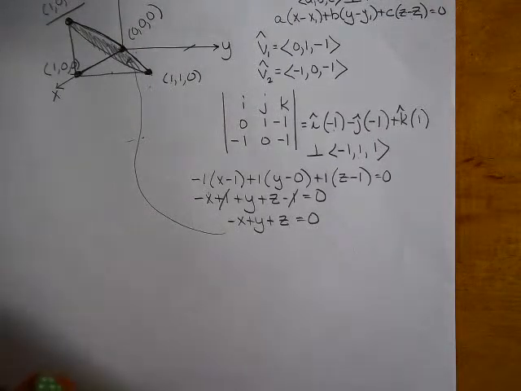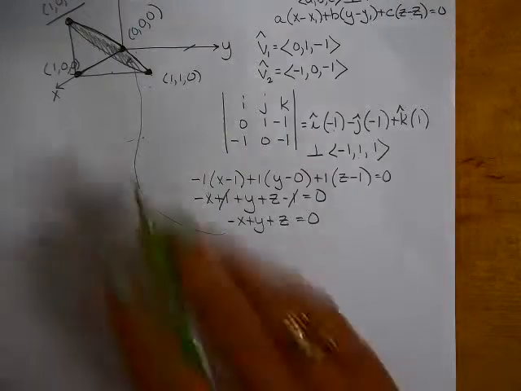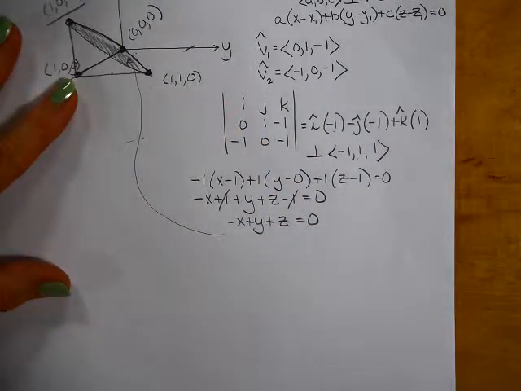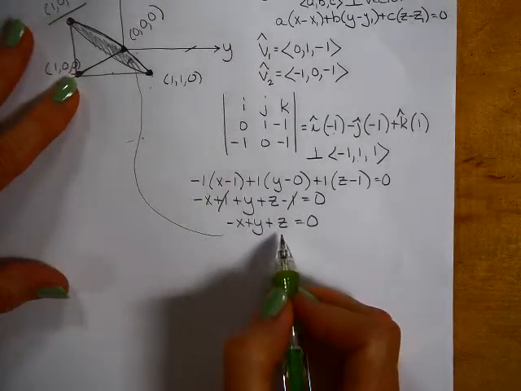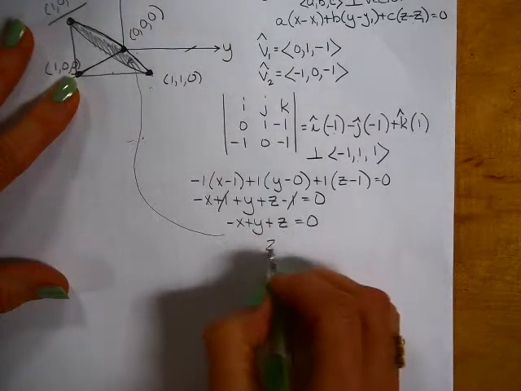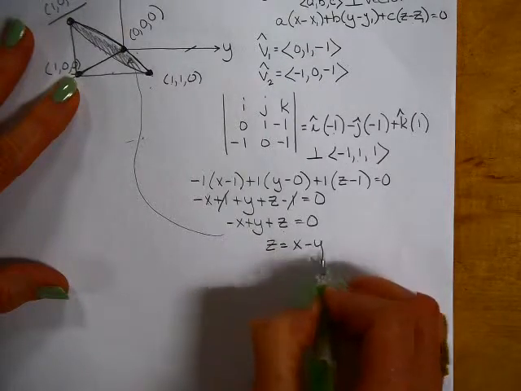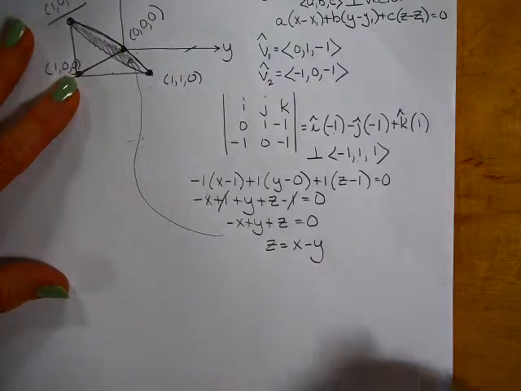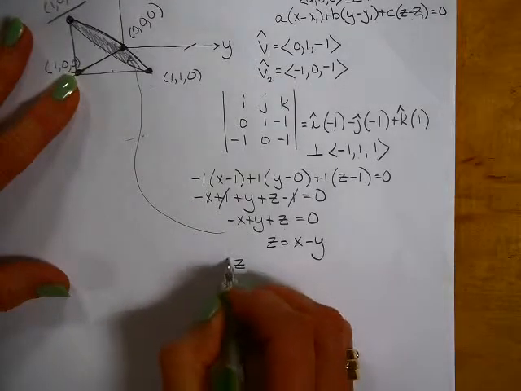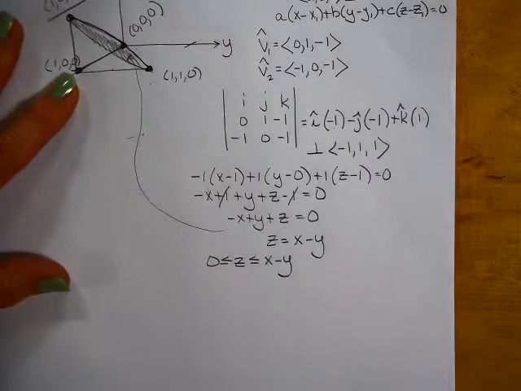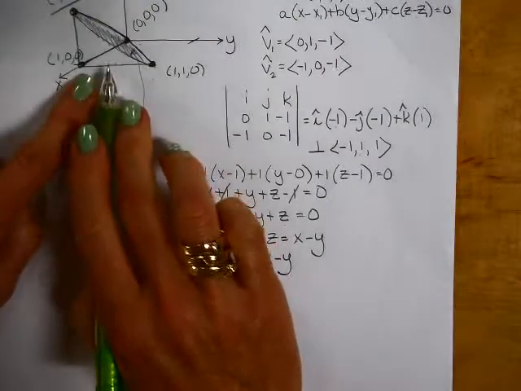Now I did all of this so I could find the top of this figure so I'll know my limits of integration for z. So now I know if I solve this for z, the top of this is going to be the plane z equals x minus y. So my z values are ranging from 0 to x minus y, 0 being this surface down here.